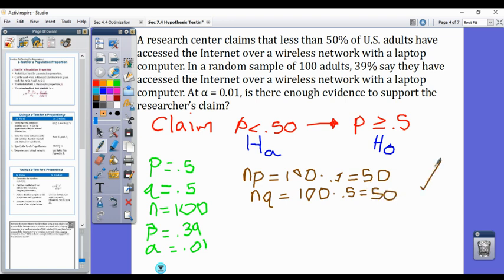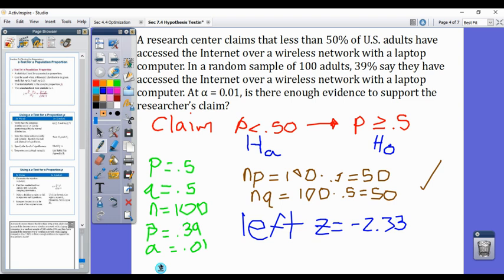The other thing that I want to draw your attention to is the fact that this is a left-tailed test. How do I know that this is a left-tailed test? I look at my null hypothesis, and since I have a greater than or equal to, that is a left-tailed test. So the z-score that corresponds to an alpha level of 0.01 for a left-tailed test is going to be -2.33.